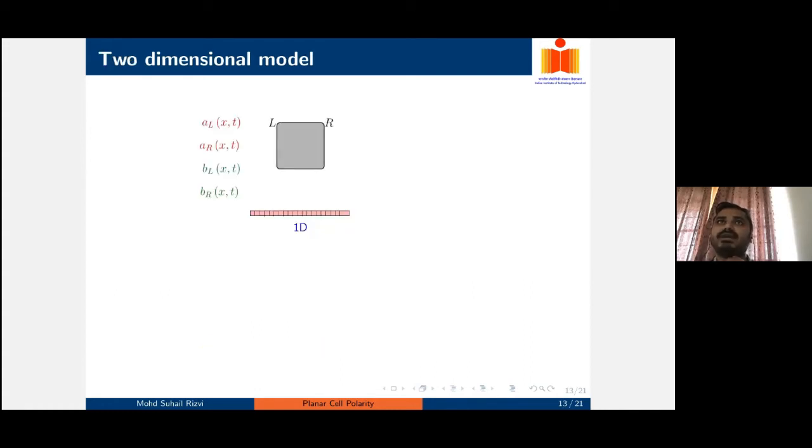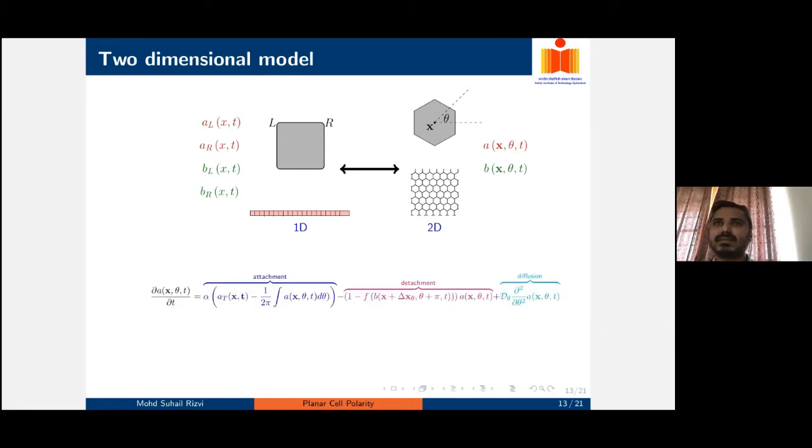In 1D, we have only two coordinates for the cell, that is its left edge and right edge. But in the case of a 2D system, the protein can localize at any point along the cell periphery. So in the two-dimensional system, the protein on the cell membrane is not only a function of the cell coordinate, but also of the coordinate along the cell membrane, represented as theta here. Here also we can write down the equation with the same idea of competition between attachment and detachment, as well as diffusion of the protein on the cell membrane itself.